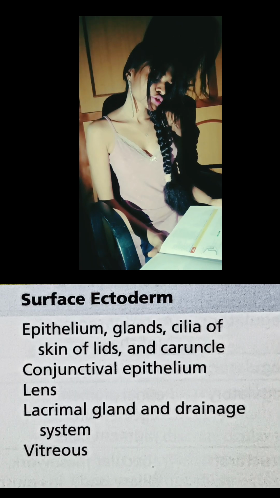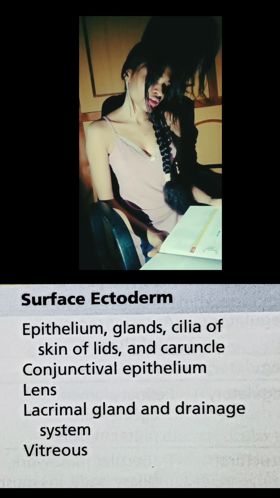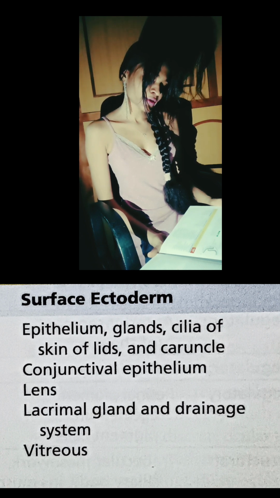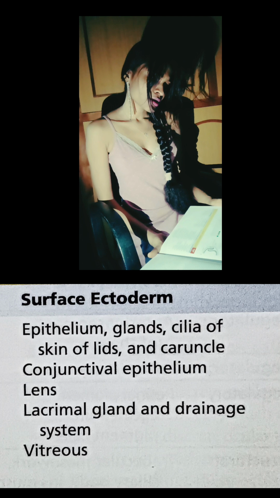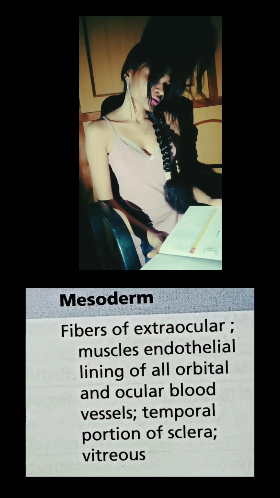From surface ectoderm, the following structures develop: epithelium, glands, cilia of skin of lids, and caruncle, conjunctival epithelium, lens, lacrimal gland and drainage system, vitreous. From mesoderm, the following structures develop: fibers of extraocular muscles, endothelial lining of all orbital and ocular blood vessels, temporal portion of sclera, vitreous.